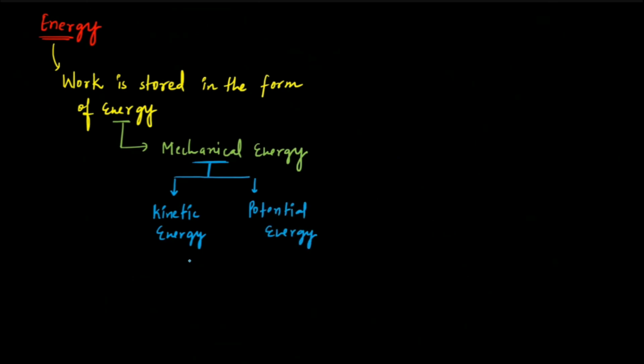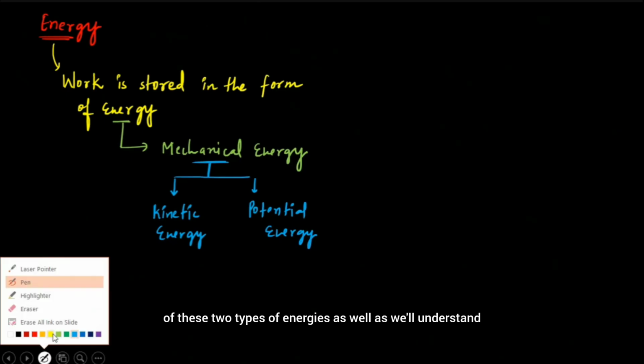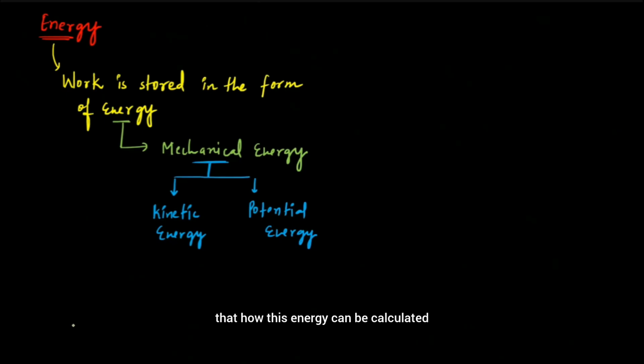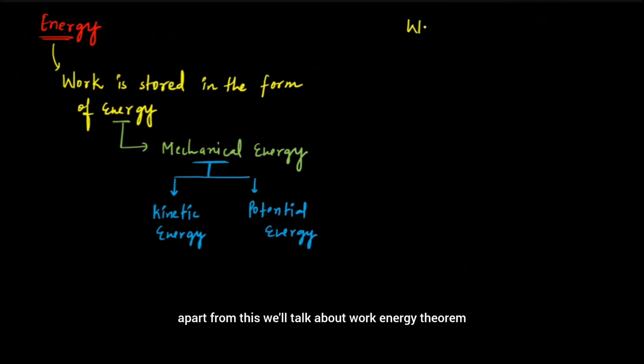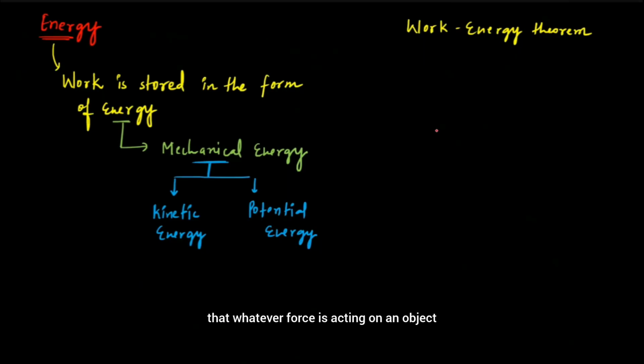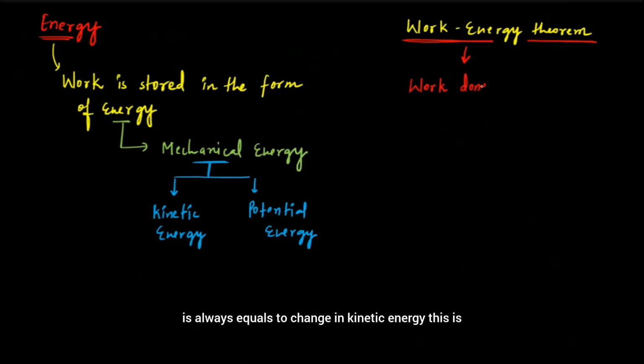We'll also understand what the expressions of these two types of energies are, as well as how this energy can be calculated. Apart from this, we'll talk about the work energy theorem. Work energy theorem simply says that whatever force is acting on an object does some work. Due to that work, the total work done on the object is always equal to the change in kinetic energy. This is what the work energy theorem says. So we'll talk about it, we'll prove it as well.